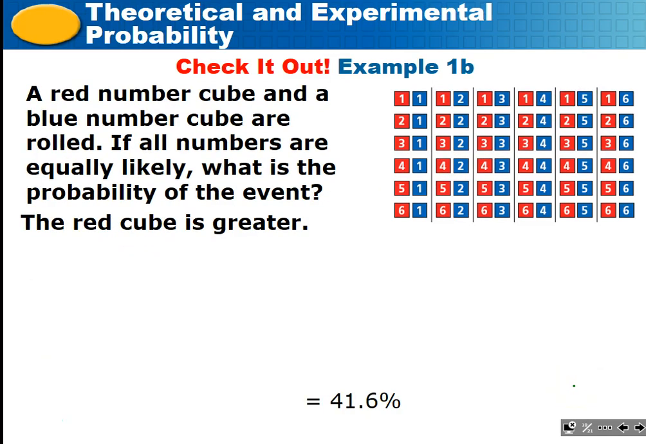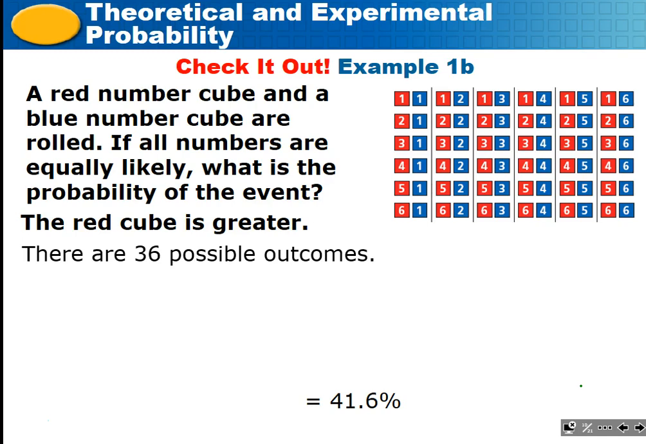Now to check it out, go ahead and do these and then come back to me when you're done. So this one says a red number cube and a blue number cube are rolled again. If all numbers are equally likely, what is the probability of the event that the red cube is greater than the blue cube? So let's see, where do we see that?